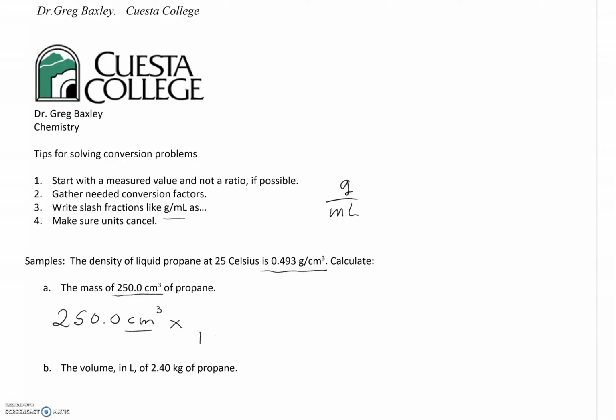We can make sure that centimeters cubed are in the denominator, and the 0.493 grams is in the numerator. We can see that the units will cancel out. Centimeters cubed and centimeters cubed reduce to 1, and they cancel out. And we can then calculate the answer to be 123 grams of propane. I always like to include the name of the substance or some other information just so it helps me remember what I've done and what this number of the answer means.